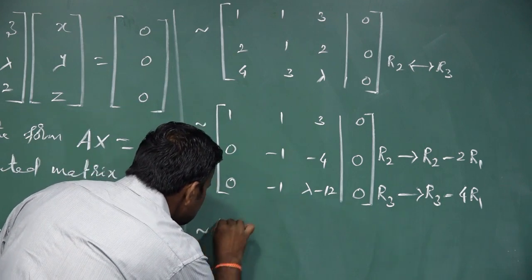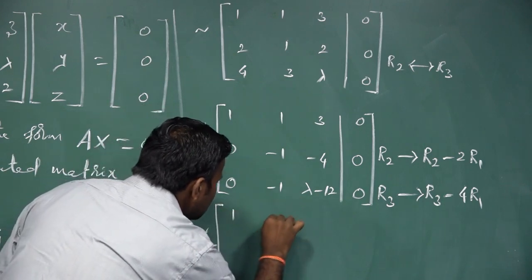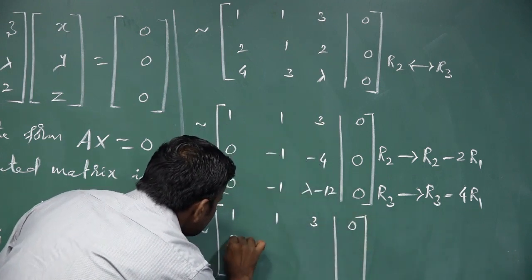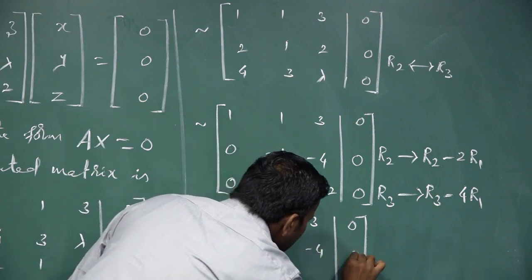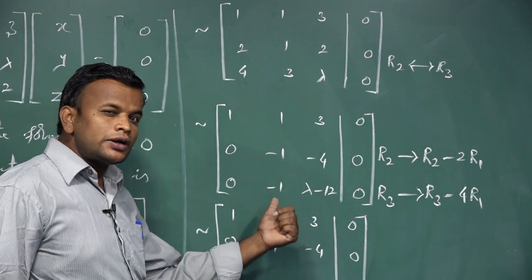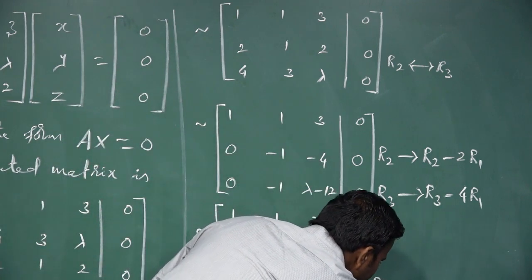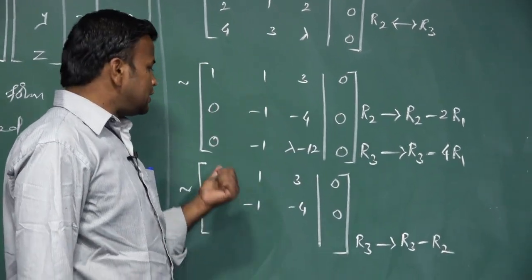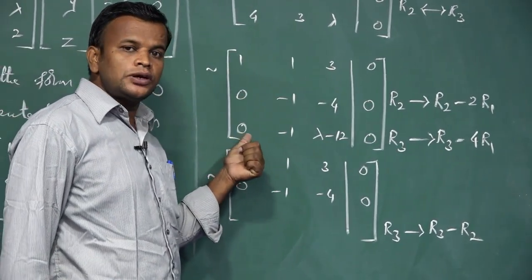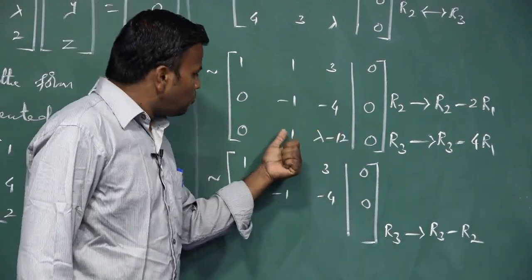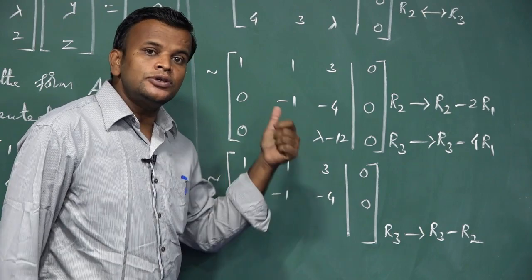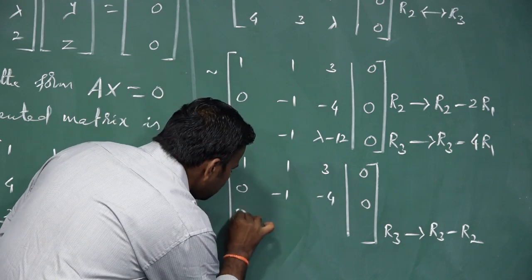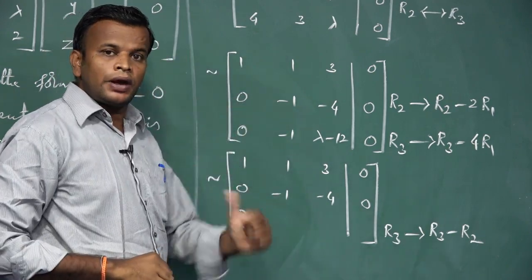Now there is no change in the first two rows: 1, 1, 3, 0. Second row 0, minus 1, minus 4, 0. Now we write R3 as R3 minus R2. We already said that after converting these two elements to 0, we consider only R2 and R3. Both have the same sign, so we subtract. So R3 as R3 minus R2. 0 minus 0, 0. Minus 1, minus of minus 1, plus 1. Minus 1 plus 1, 0.